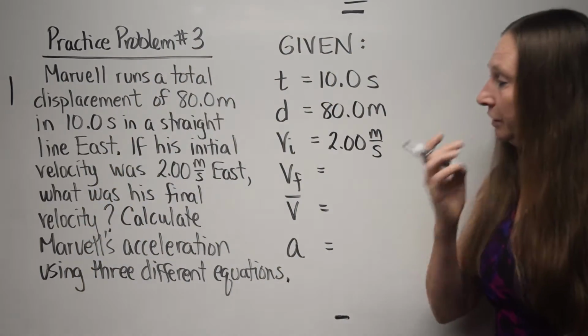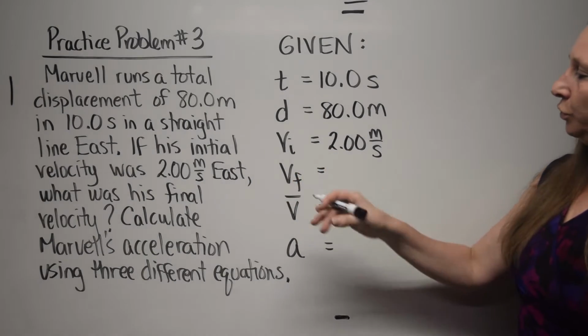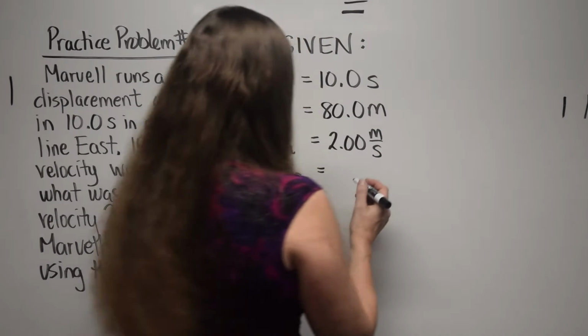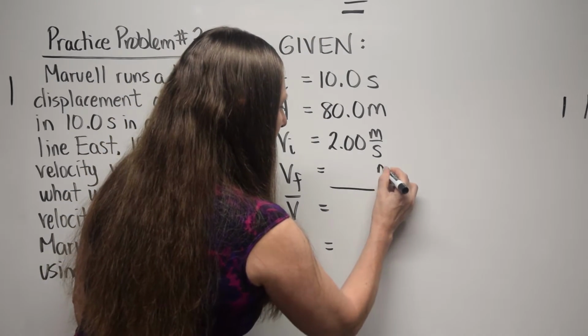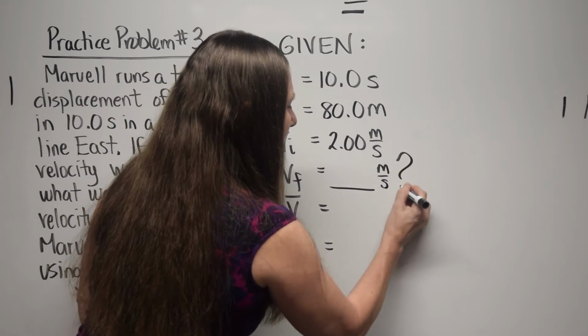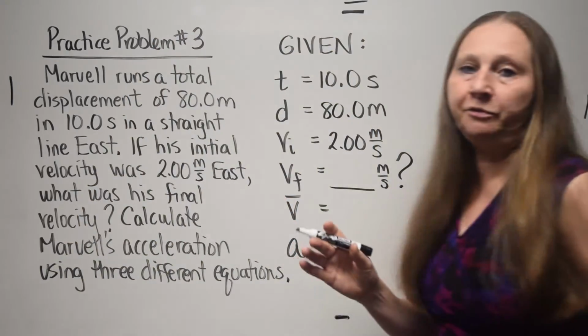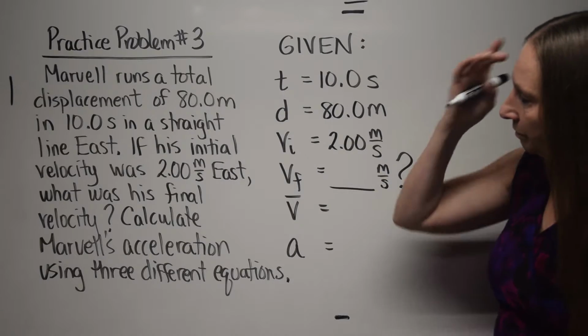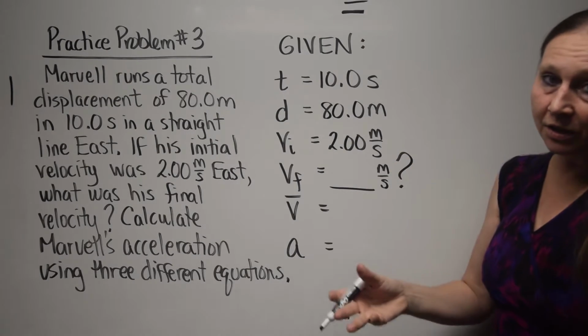All right, if his initial velocity was 2 meters per second east, what was his final velocity? All right, so we're trying to figure out V final. That's going to be meters per second and a question mark. We're trying to figure out his final velocity. Now, obviously, he's accelerating.